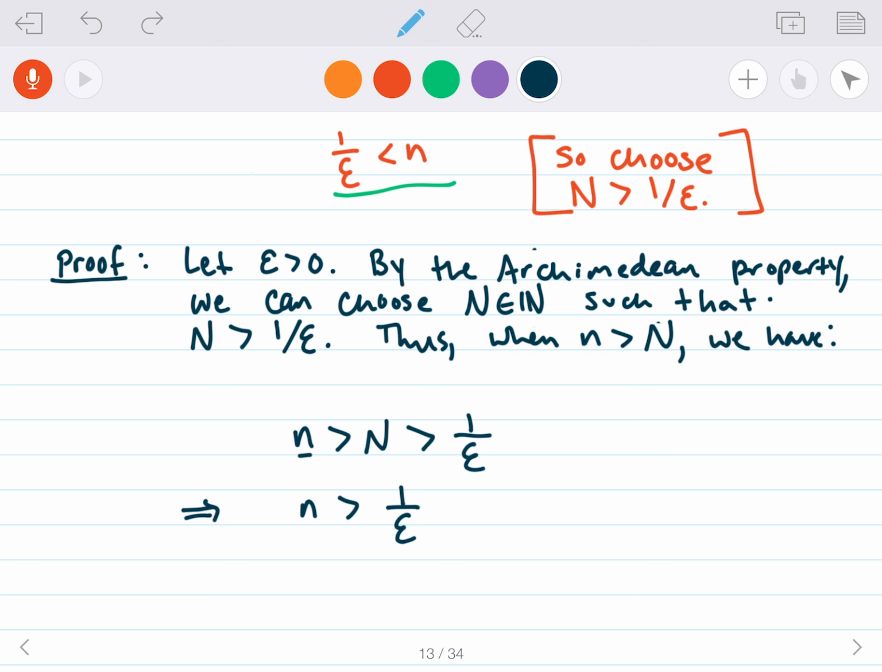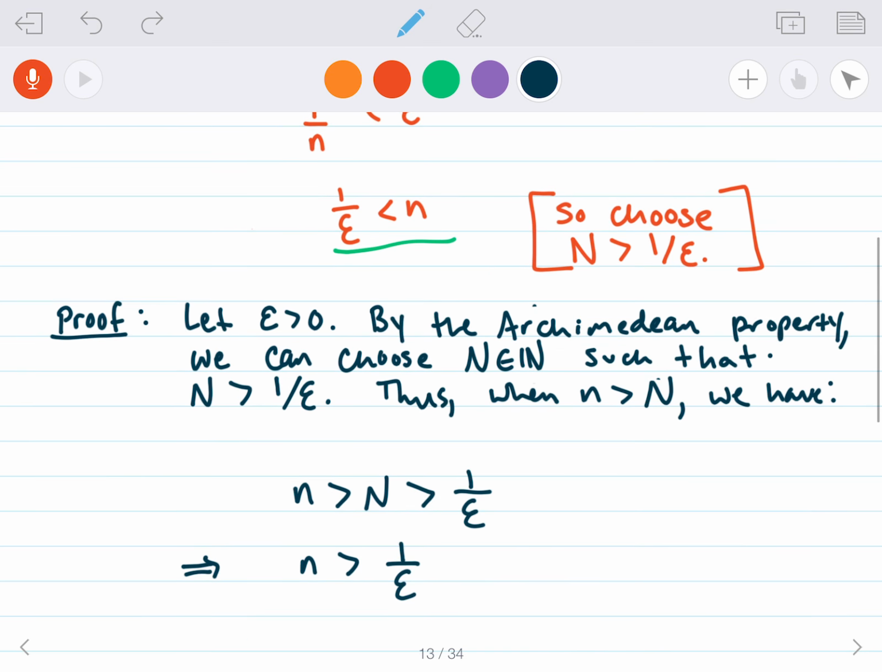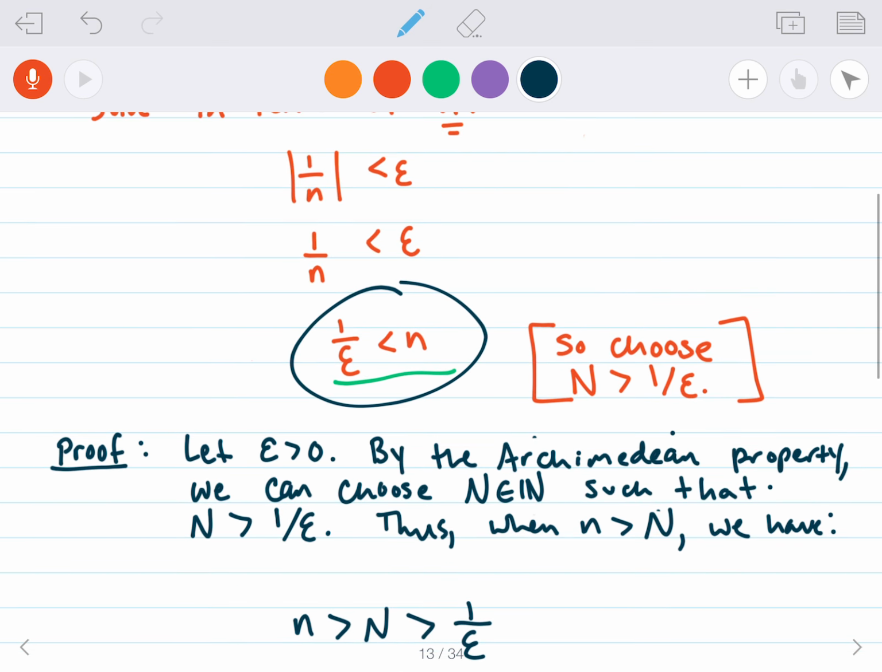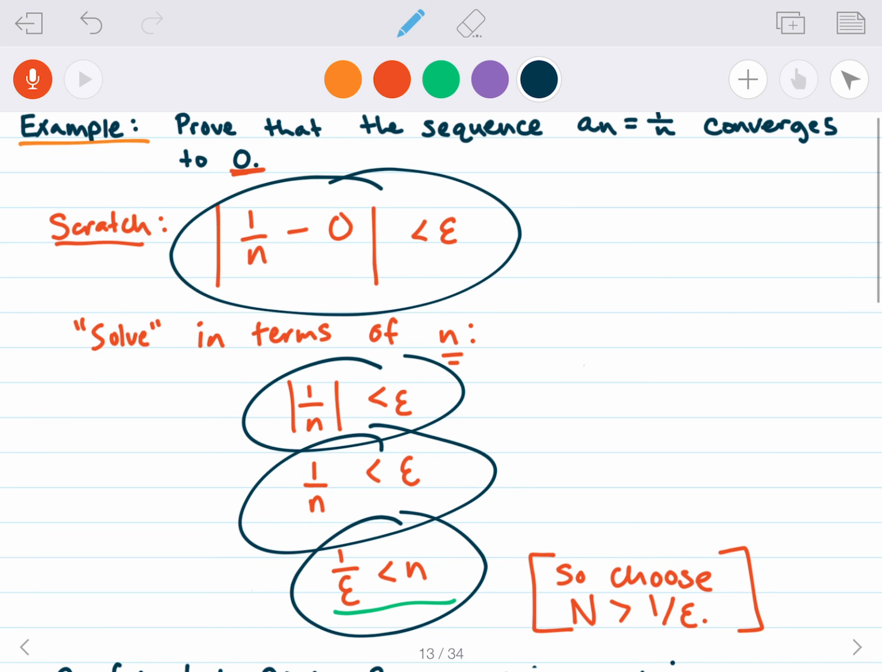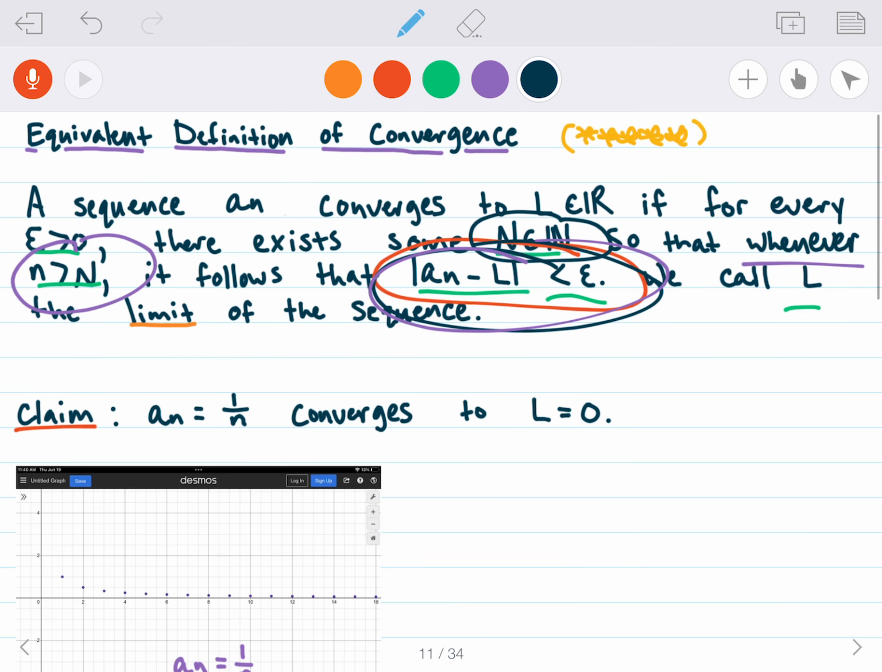And now we just go to our scratch work and work backwards. Since we have this, we have this. Since we have that, we have this. Like with the scratch work, we started where we wanted to get to, but when you're actually writing your proof, you want to make this the last step because you're trying to show, I'm given an epsilon, I choose a capital N. That means when little n is bigger than capital N, this implies the result that I'm trying to get.